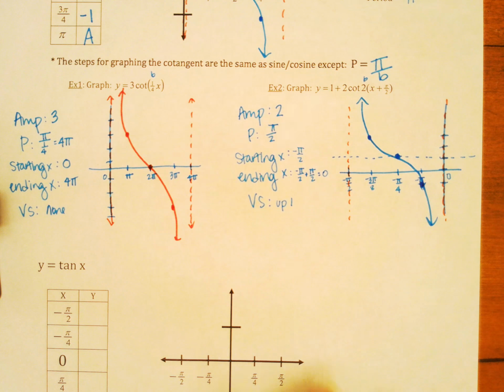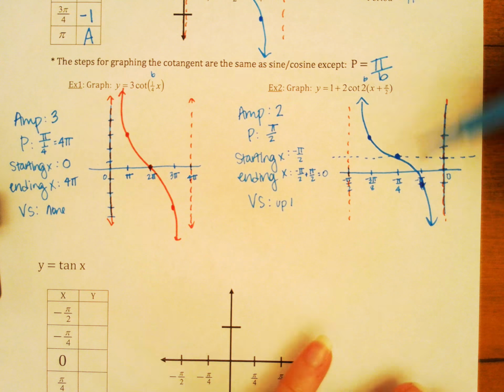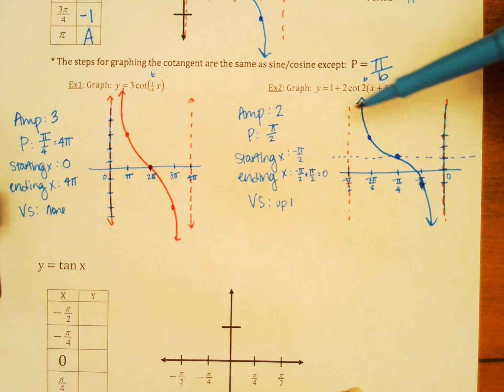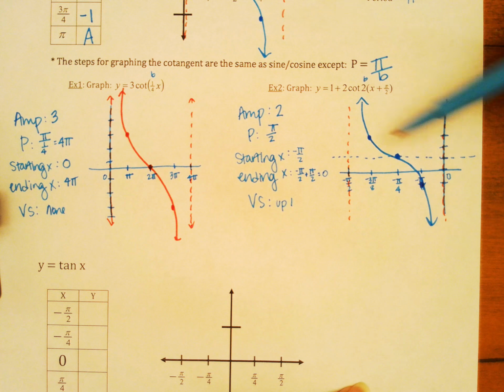So don't get confused with the range for this. Our range is always still negative infinity to infinity. These values before were important because those determined our range for cosecant and secant and cosine and sine. But right now, our range is still negative infinity to infinity. This just tells us where to actually plot those points.